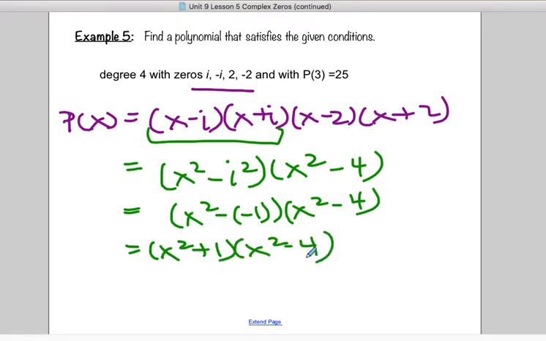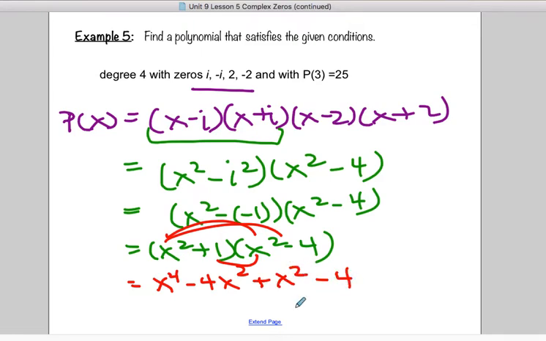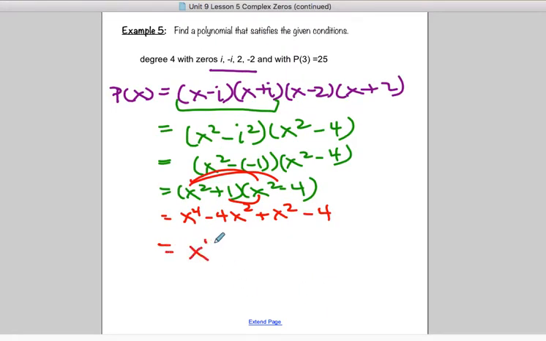Now we're just going to go ahead and FOIL, distribute until we get it all the way into our polynomial. So we would have x to the 4th minus 4x squared plus x squared minus 4. Then, combining like terms, x to the 4th minus 3x squared minus 4. There is my polynomial with my zeros, but now it's telling me when I plug in 3, I should get out 25. So let's check what happens when I do this.